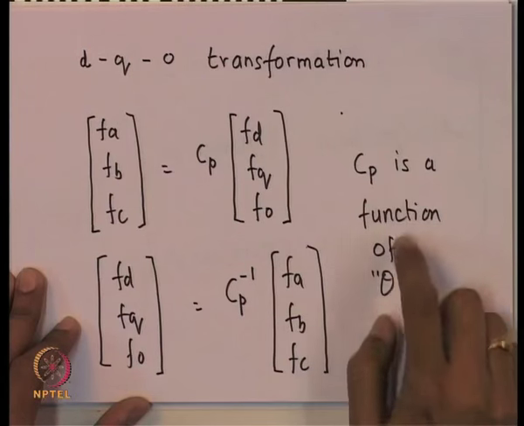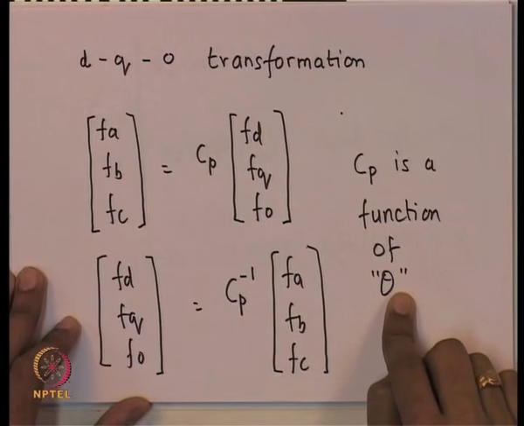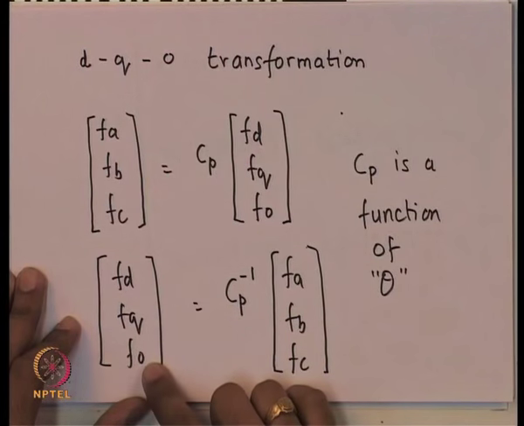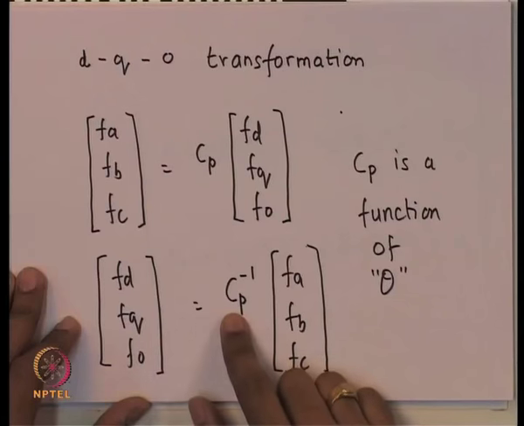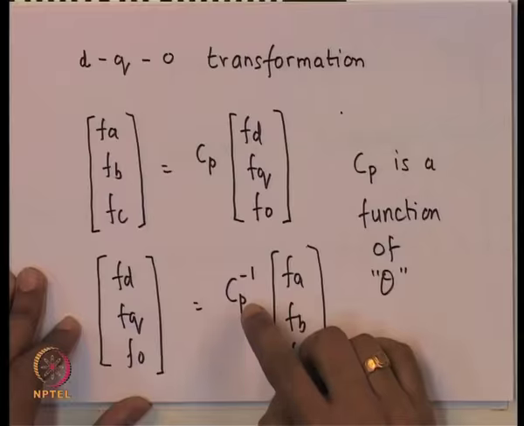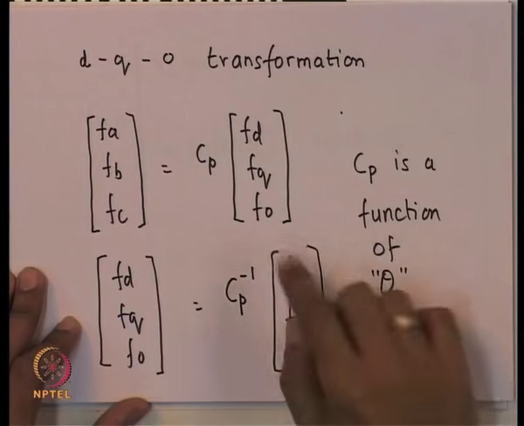C p is a function of theta. Theta is of course the electrical angle which we have discussed before. Similarly, f d, f q and f 0 are equal to C p inverse of f a, f b, f c. So, we assume of course that C p inverse does exist. In fact, we can verify that it does exist.